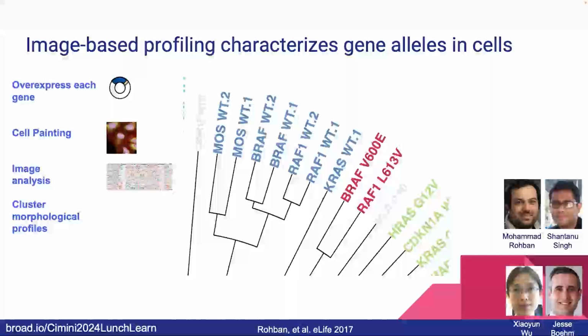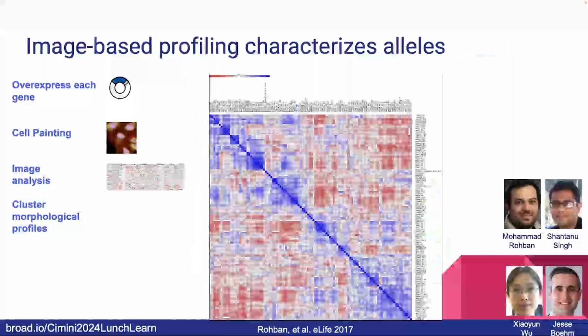Not going to belabor this, but I will assume most of you are not RAF-RAS pathway biologists. I am not either. But what you probably can see, even if not, is that wild types that are identical cluster together when we look at cells in cell painting measurement space, and that the cancer-causing mutations of these things that are all in the RAF-RAS pathway cluster not with these things, but right next to them. So in cell painting feature space, we can already tell cancer-causing mutations from just wild type genes when they're overexpressed.